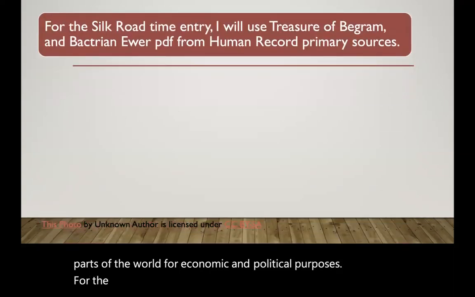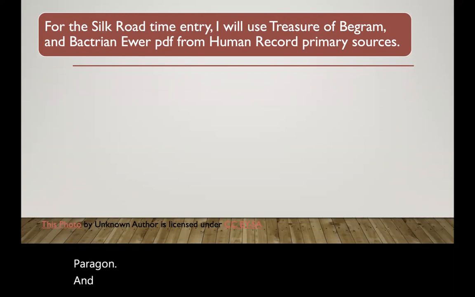For the Silk Road timeline entry, I will use the Treasure of Pergamon and Bactrian Record PDF from the Human Record primary source.